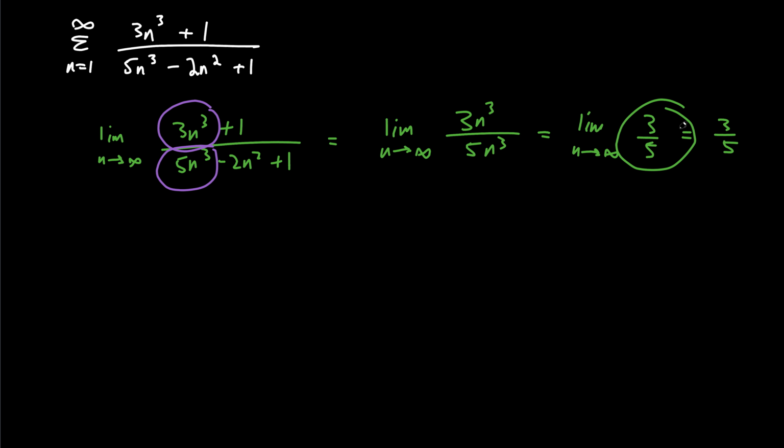Which we know is just 3 over 5, because there is no n in this expression. There's no n in this term. So the limit disappears, we just get 3 over 5. So I know that the limit is 3 over 5, which is certainly not 0. We could then go ahead right away and make our claim.